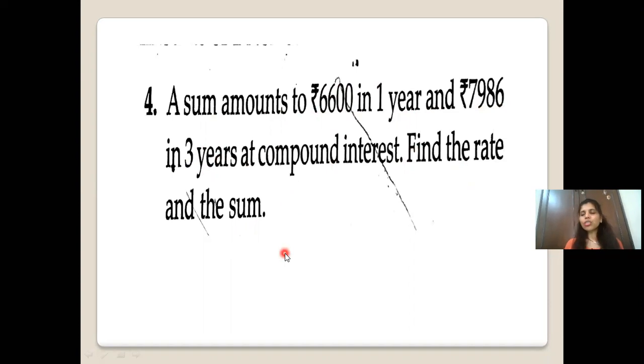what you do is you take the ratio of the two amounts. So you write the formula for the amount for the first year and the amount for the third year and take the ratio, and then you write it as a formula. Let us see in the next slide how we go about it.